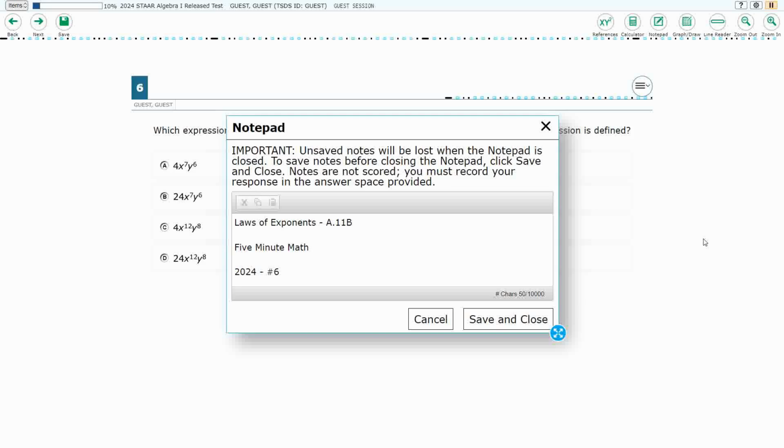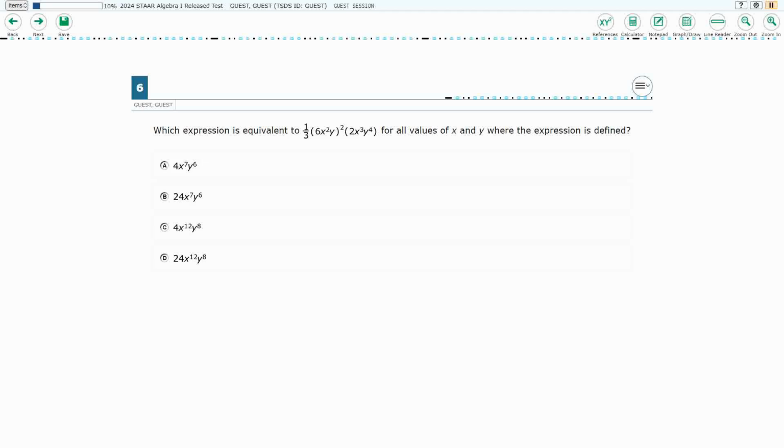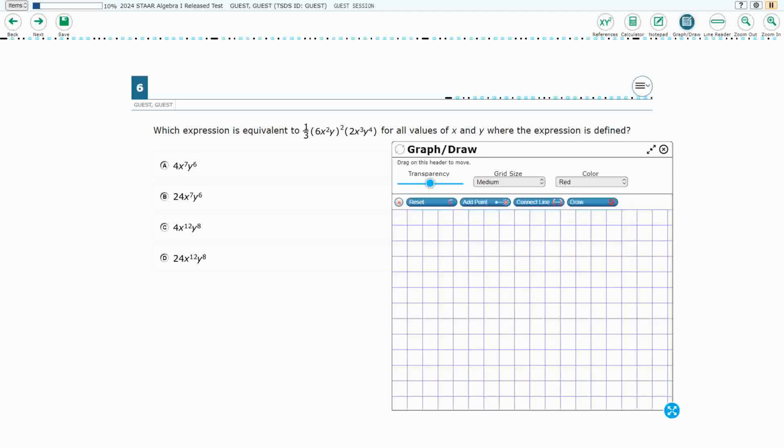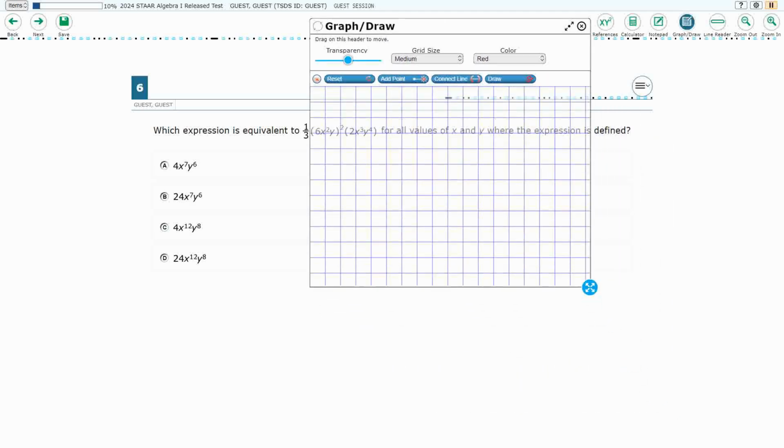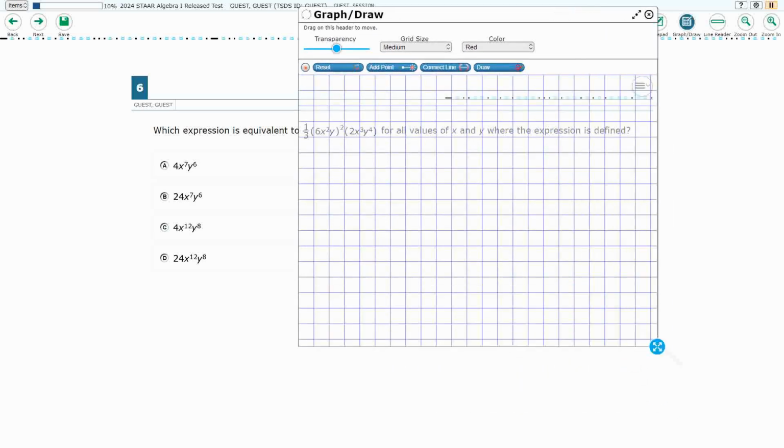Today we are looking at the Algebra 1 concept of laws of exponents. This is standard A.11B in the great state of Texas, and we are using item number 6 of the 2024 released STAAR test. If you haven't done so already, please go ahead and take a moment to pause the video, work this problem out on your own, unpause it, and we will look at our answers together.